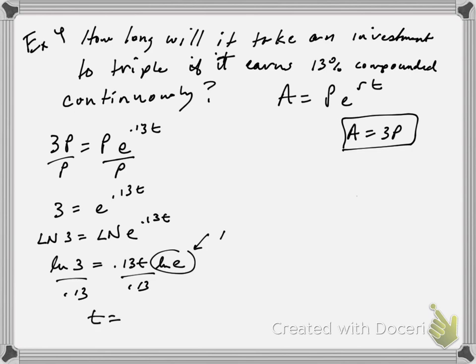And so our answer, once I don't drop the calculator, natural log of 3 divided by 0.13. And I messed that up, so let's do it again. And the answer I get is 7.6923076692, or better known as 7.69 years.